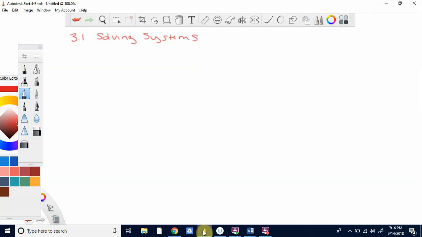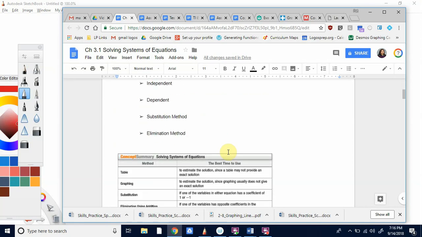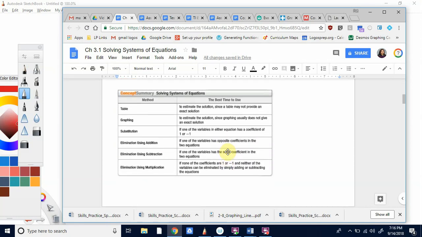Hello, this is video 3.1, Solving Systems of Equations. Our concepts in this section are we're going to solve systems of linear equations graphically, and we're also going to solve them algebraically. So let's go first into the summary, the different ways of solving systems.